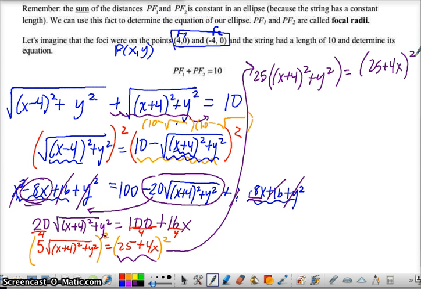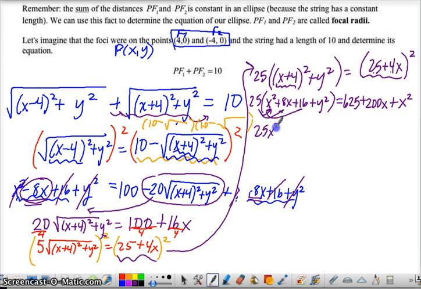Okay, but now I need to expand all of this. So 25 equals, I'm going to expand this to x squared plus 8x plus 16, and then the y squared just comes down. And on the right-hand side, I need to expand this. That becomes 625. 25 times 4 is 100, but we have two of those, so that's 200 plus x squared. Now I have to distribute, that's 25x squared plus 200x plus 400 plus 25y squared. And that equals 625 plus 200x plus x squared.